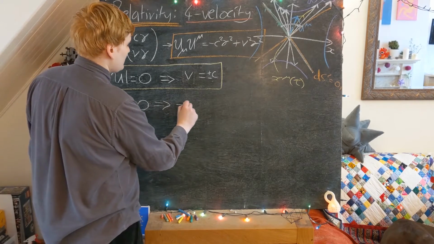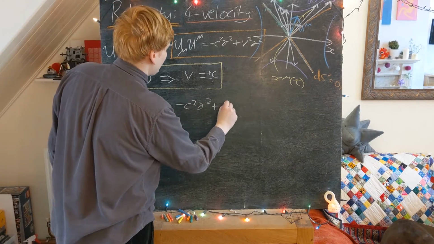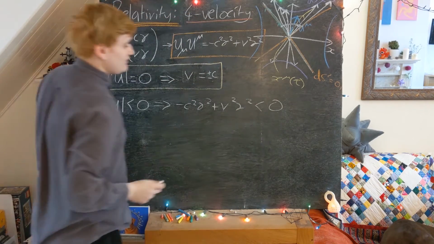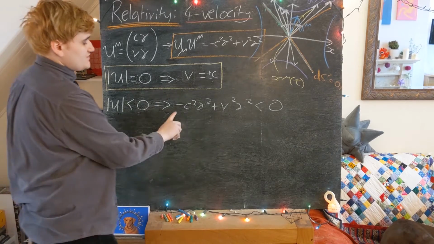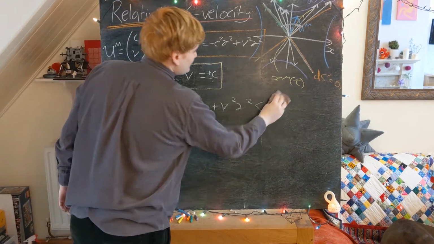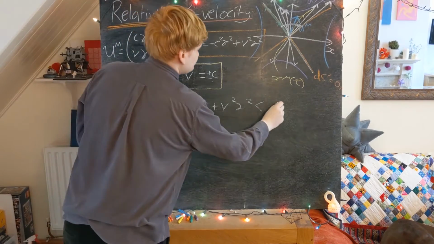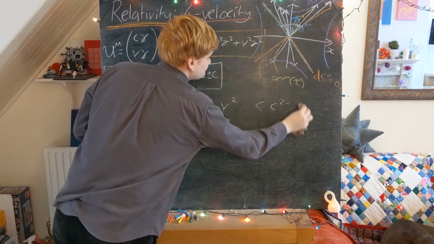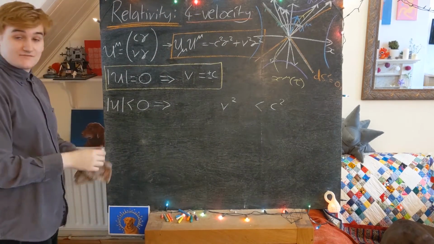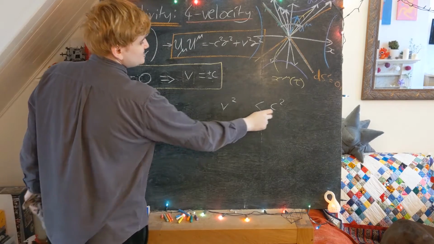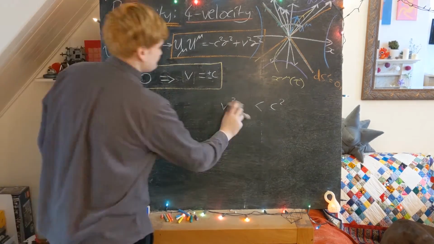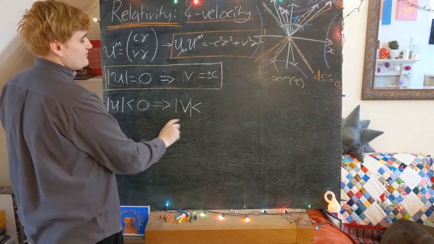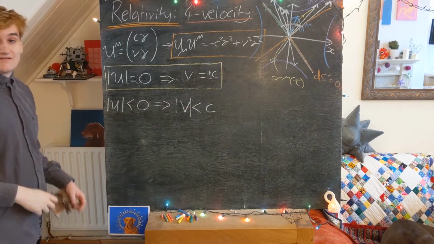Well, we have that minus c squared gamma squared plus v squared gamma squared has to now be less than 0. So if I just add c squared gamma squared to both sides, I get this, and then the gamma squareds are going to cancel. And so we're left with v squared has to be less than c squared, or the magnitude of v has to be less than c.